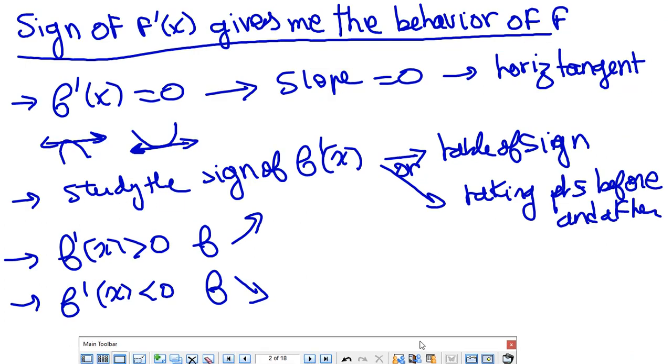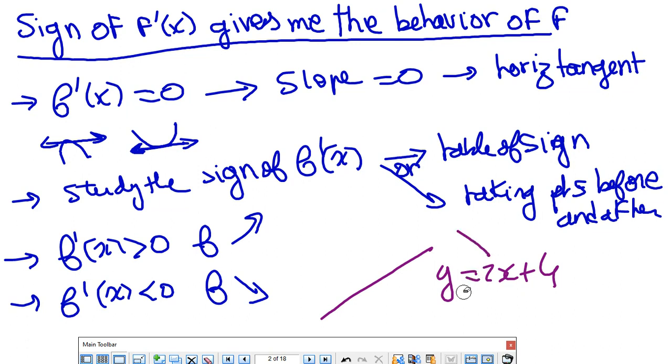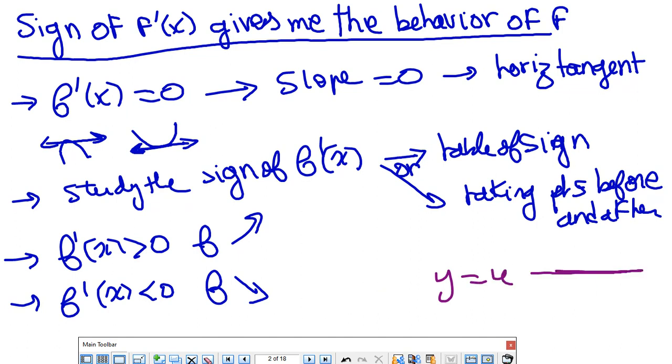So the sign of f prime of x gives me the behavior of f first of all. Why? Because when I say f prime of x, and we saw that in the beginning of this lesson, it means I'm finding the slope. And we know that when you have a line, if the slope is positive the line will rise. When plotting a line, if for example I have y equal to x plus 4, the line will be increasing. If the slope is negative, the line will be decreasing. And if the slope is equal to 0, I will have a horizontal line. So if I have y equal to 4, if I draw it, it's a horizontal line. So that's why f prime of x will precise the behavior of the function.